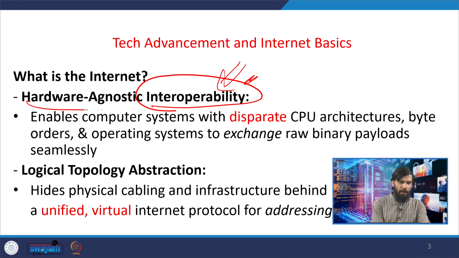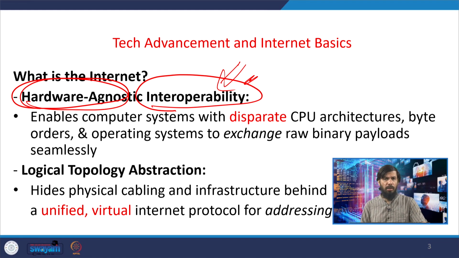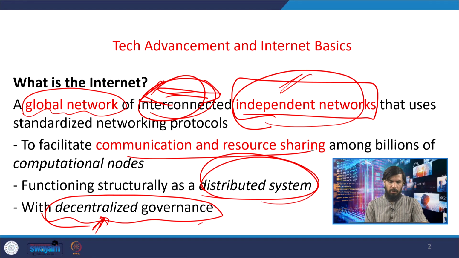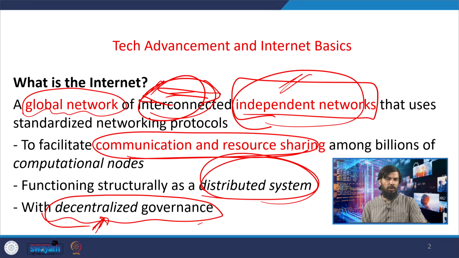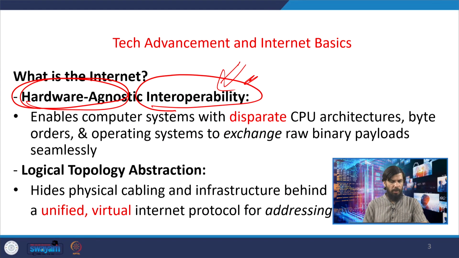So hardware agnostic interoperability. Irrespective of the hardware that is there in the computing devices, the communication and resource sharing, the two things that we talked about, are still facilitated via the internet. So communication and resource sharing should still work. That is one important defining characteristic, hardware agnostic interoperability.